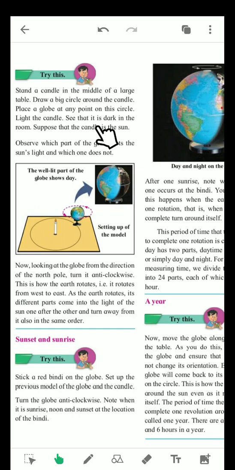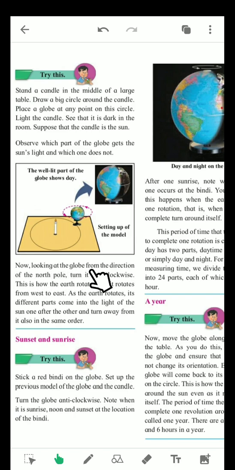Light the candle. See that it is dark in the room. We have to turn off all the lights in our room first. Suppose that the candle is the sun. We have to suppose that this candle is the sun. Observe which part of the globe gets the sunlight and which one does not. The front part of the earth is getting the light from the candle and the other part is not getting the light of the candle, which we are supposing as the sun.